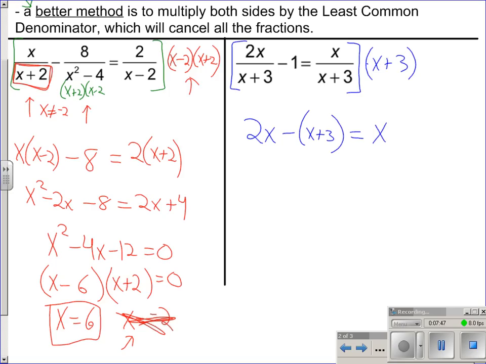And so now this just becomes a very basic problem to solve. Okay? So that is it for this section.